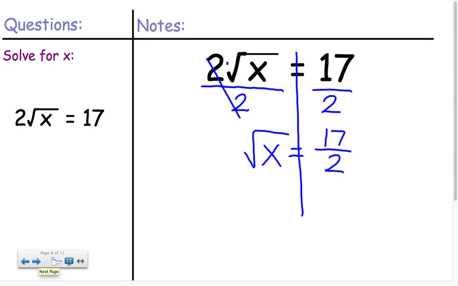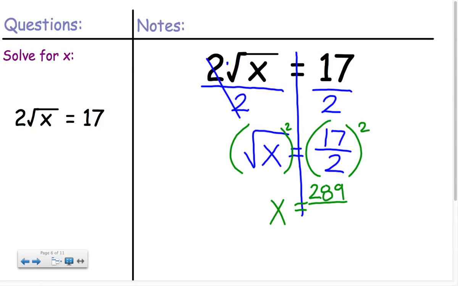To undo a square root, I have to square. So 17 squared is 289. And 2 squared is 4. So that is my answer, 289 over 4. If it divided nicely, then you could leave it as a whole number, but it doesn't. It's 72.25. So we'll just leave it as a fraction.